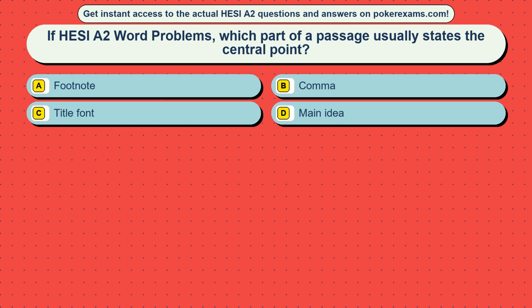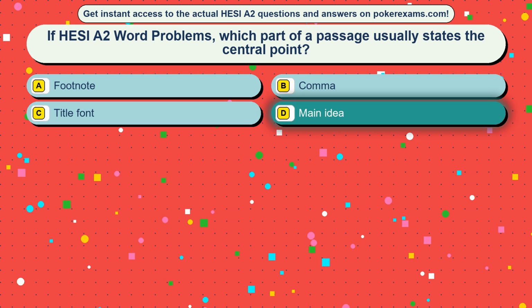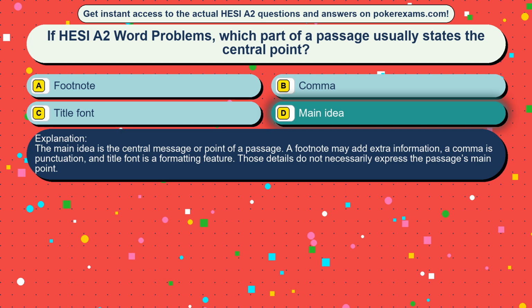Question 50. If HESI A2 word problems, which part of a passage usually states the central point? Option A, footnote. Option B, comma. Option C, title font. Option D, main idea. The correct answer is option D, main idea. The main idea is the central message or point of a passage. A footnote may add extra information, a comma is punctuation, and title font is a formatting feature. Those details do not necessarily express the passage's main point.